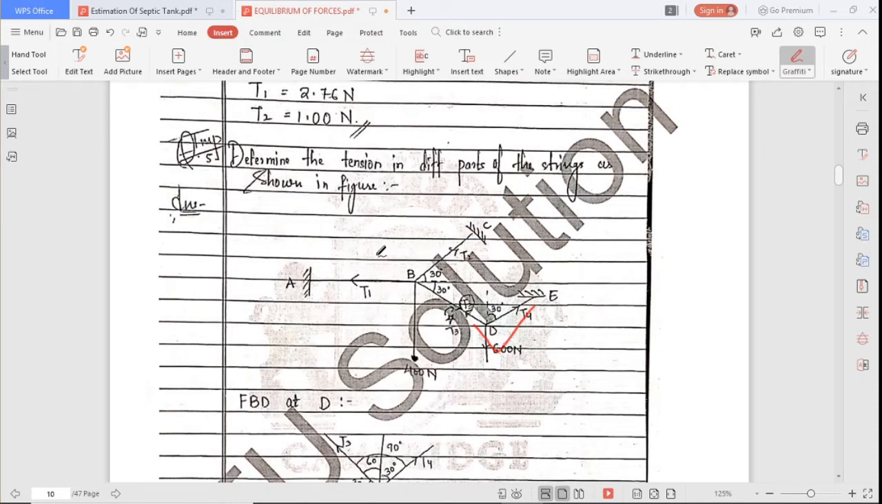Now next we have to take the FBD at B. So this is the point B. So this is T2. Then what are the forces there? Then it is 400, 400 Newton.